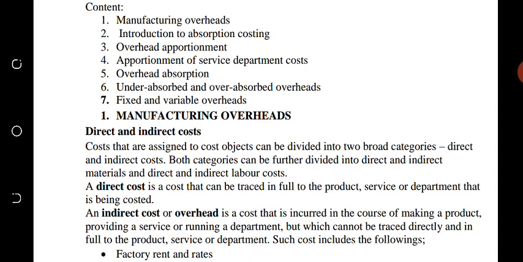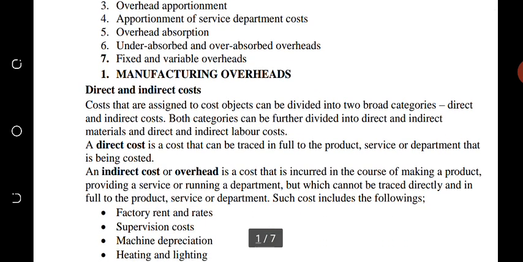Now let's talk about manufacturing overhead. As I've said before, overhead can be divided into two: manufacturing overhead and non-manufacturing overhead. When we say manufacturing overhead, we are saying all expenses that are not material or labor, which are used in the production of goods and services. We call them manufacturing overhead.